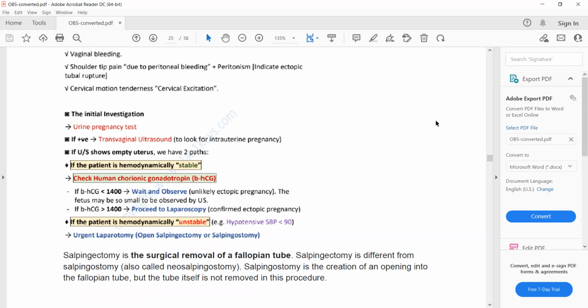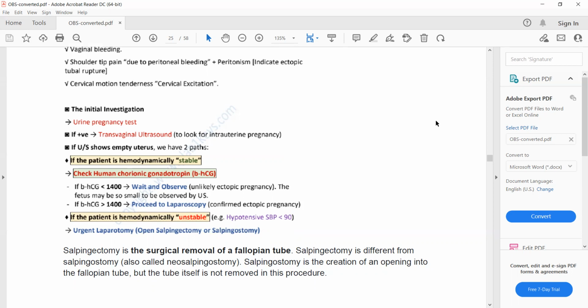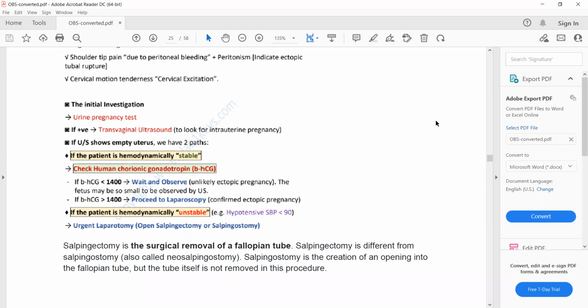So if the patient is hemodynamically unstable, meaning the systolic blood pressure is less than 90, then the ectopic pregnancy has most likely ruptured. And we have no time to perform tests such as beta-HCG. So we'll do urgent laparotomy. So the initial investigation that is done is the urine pregnancy test. If that is positive, then we'll do a transvaginal ultrasound. And if transvaginal ultrasound is showing an empty uterus, then we have two pathways. One is for the hemodynamically stable patient and one is for the hemodynamically unstable patient.